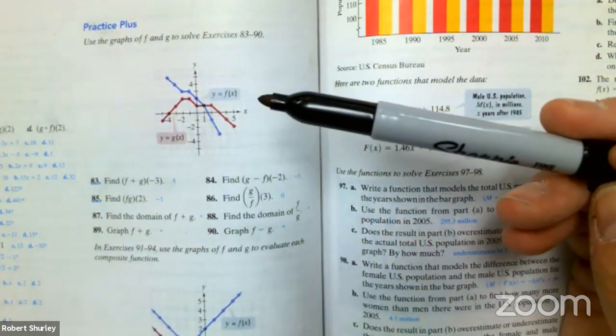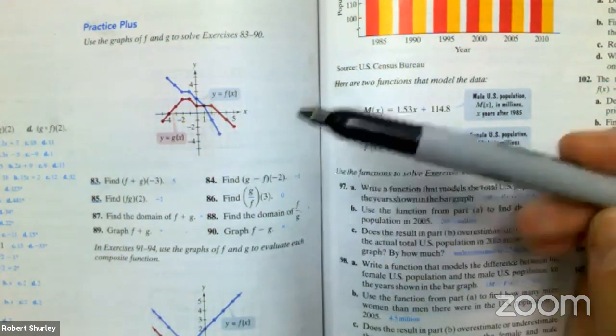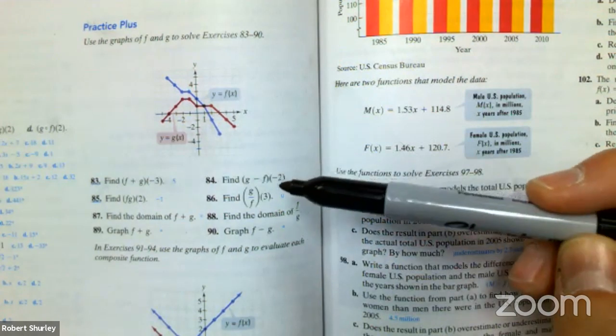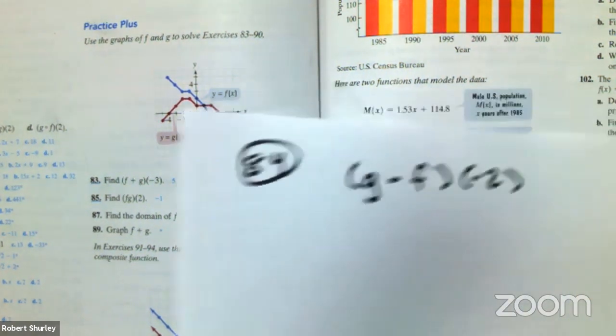So if we look at this one, I'm going to do one of the evens. Oh, it tells us the answer. I've got the teacher edition, but let's find out how they got it. Find g minus f of -2. The answer is 84.